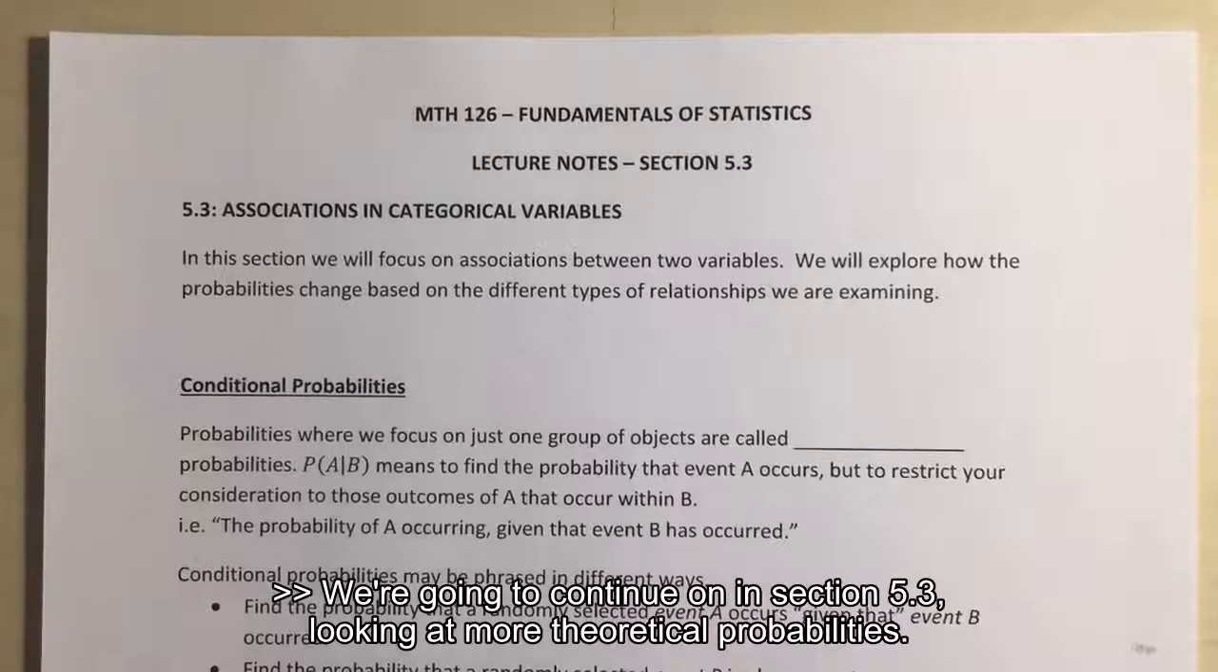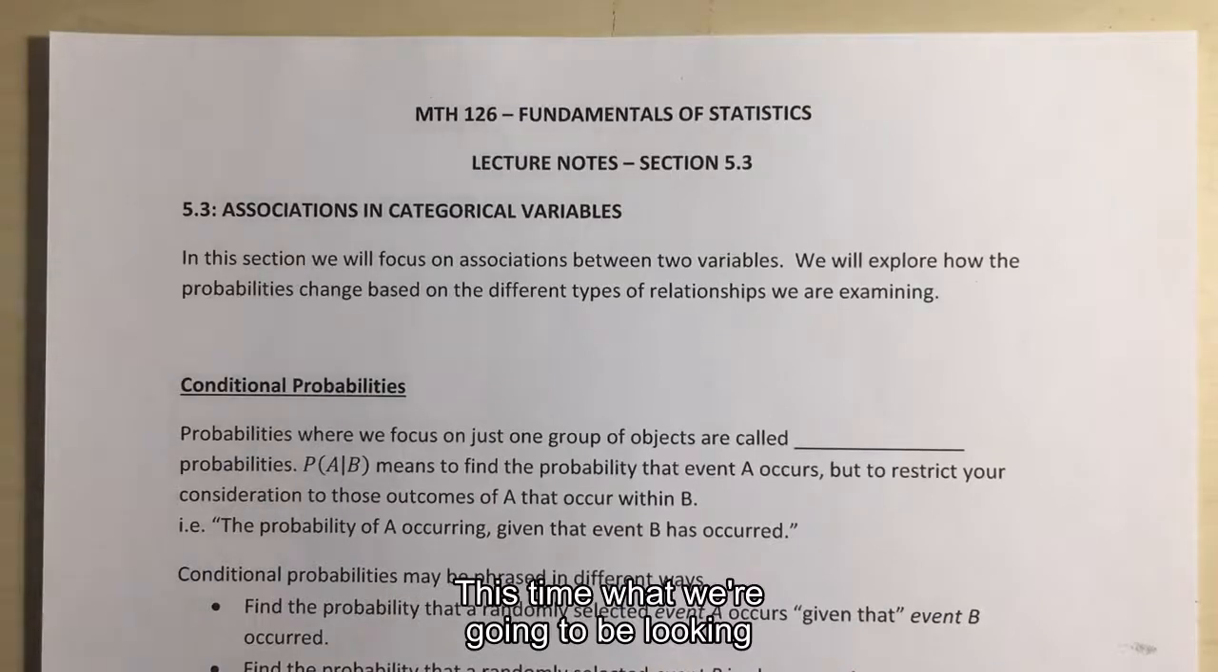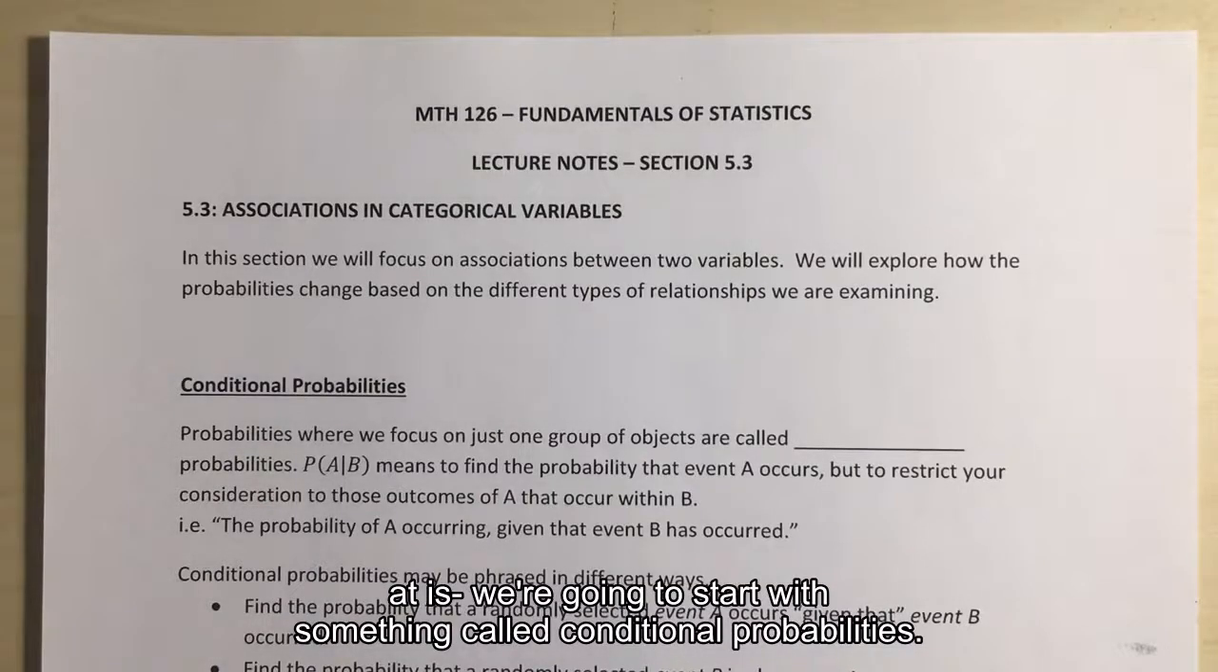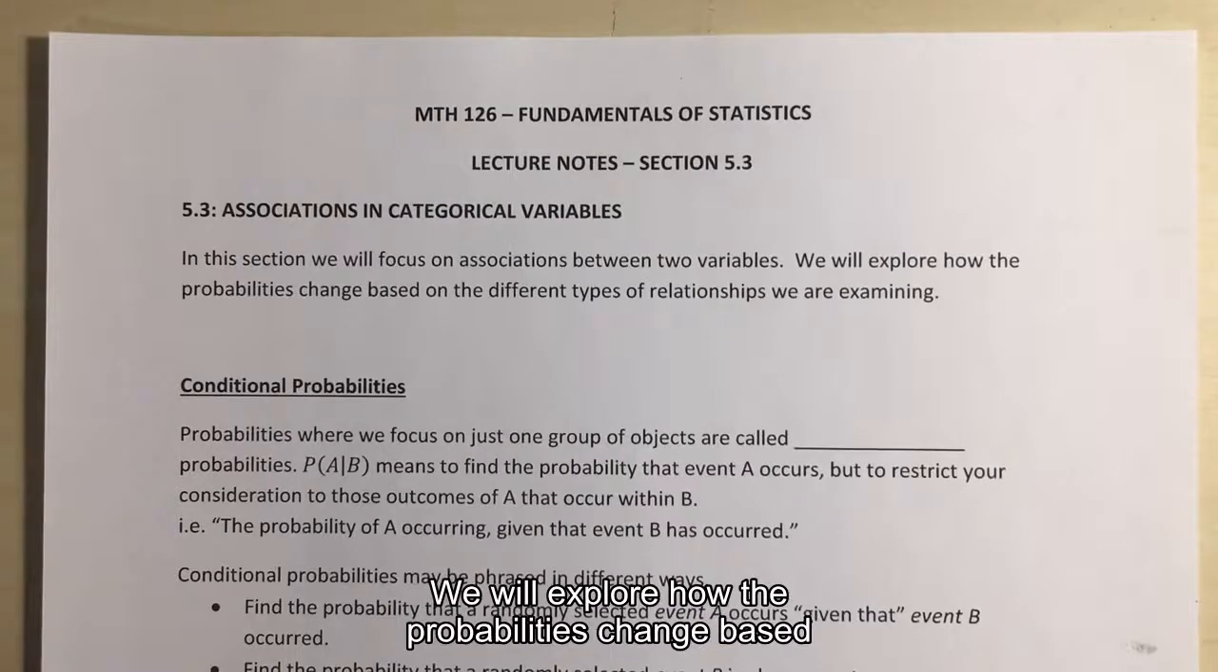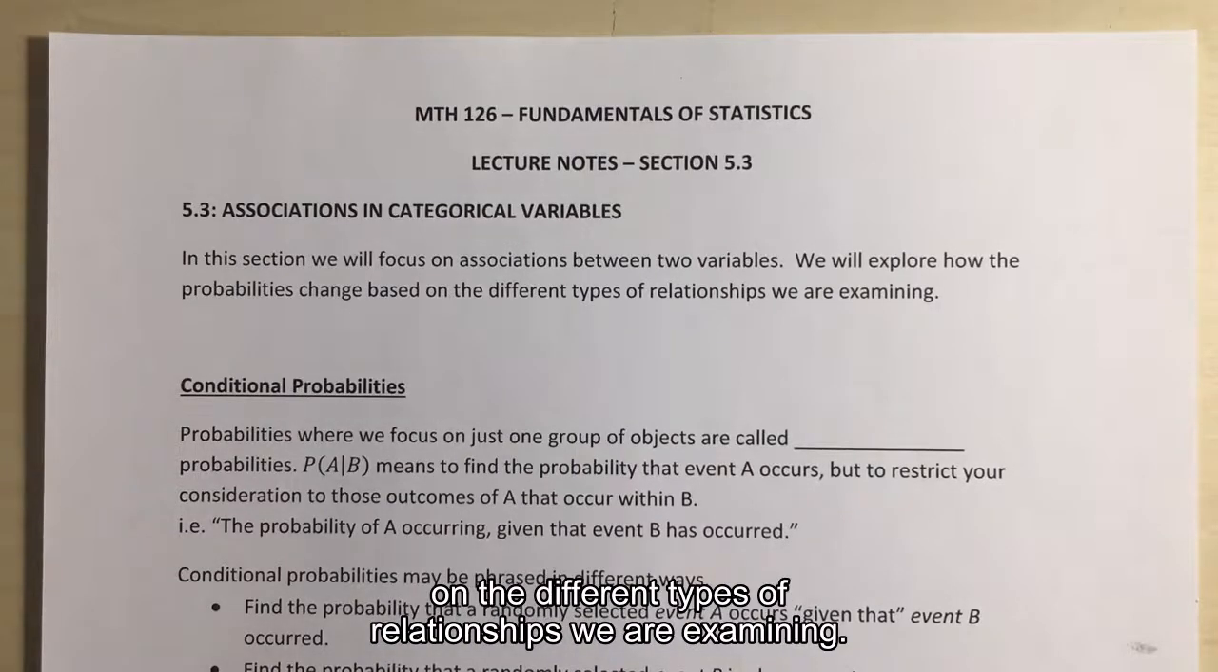We're going to continue on in section 5.3, looking at more theoretical probabilities. This time we're going to start with something called conditional probabilities. In this section we're going to focus on associations between two variables. We will explore how the probabilities change based on the different types of relationships we are examining.